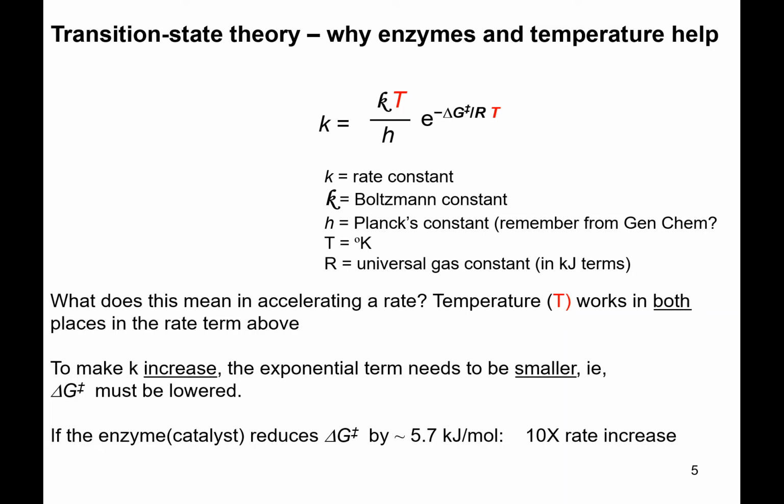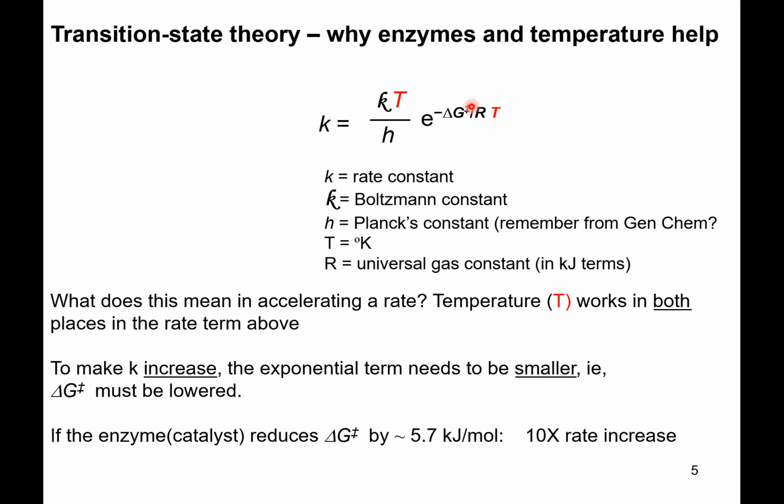So in transition state theory, both enzymes and temperature help increase the rate of a reaction. And here we have an equation, the Boltzmann equation for the rate constant. Okay, so this is the rate constant, and it equals the Boltzmann constant times temperature divided by Planck's constant, which you might remember from Gen Chem. And then you have e to the negative delta G of the transition state divided by RT.